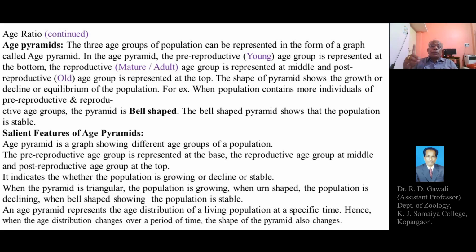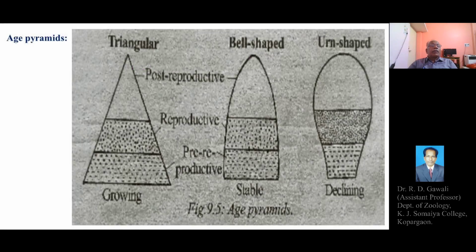So an age pyramid represents the age distribution of a living population at a specific time. Hence, when the age distribution changes over a period of time, the shape of the pyramid also changes. Now see the images. These are the three types of age pyramids. The first type of age pyramid is triangular. Just observe these three age pyramids.